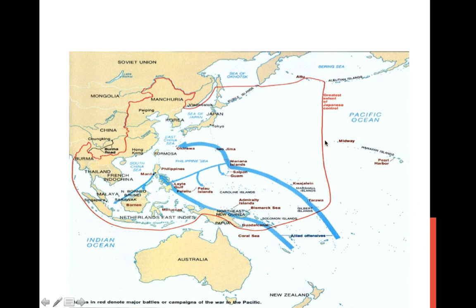So what you see with this red line here is the farthest extent of Japanese expansion before and during World War II. And the goal of the war in the Pacific from the United States perspective was to push Japan back, territory by territory, island by island, ship by ship, until they've pushed them all the way back to mainland Japan. This will require some of the fiercest, bloodiest, most awful fighting of the war.